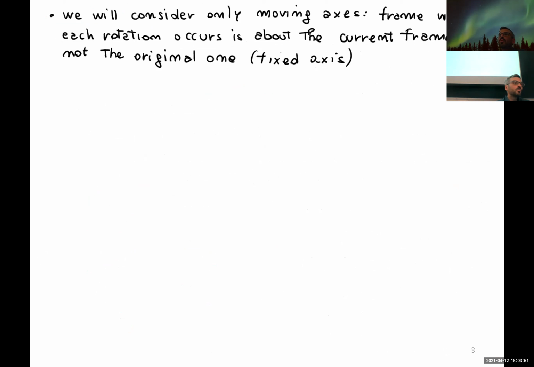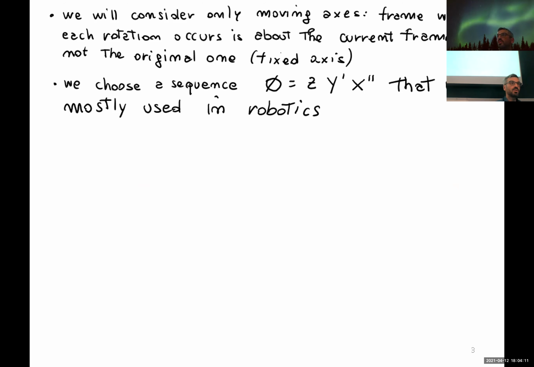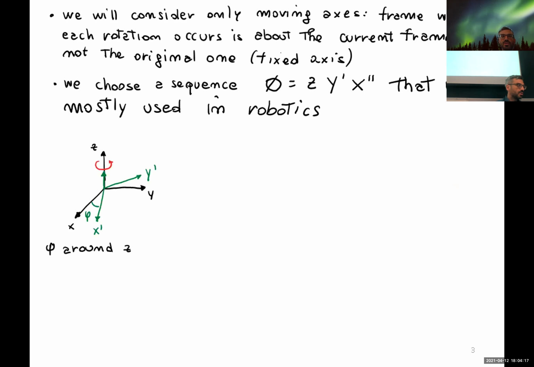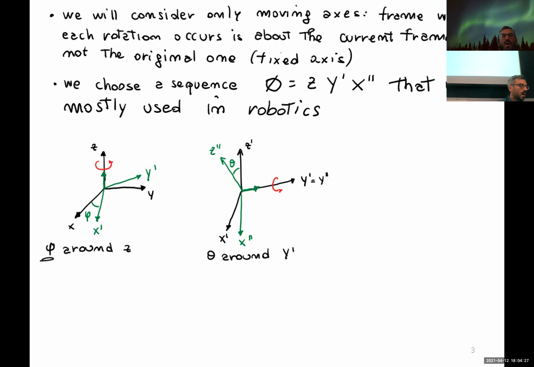We do so because they are more intuitive, while with fixed axes, you do the rotation always about the initial frame, and you need to remember how it was located. And as a sequence, we say we have 12 sequences. For the moving axes, we choose this one, which is mostly used in robotics, and is the one that does a rotation first about the z axis, and we call this angle phi. To be consistent with the book of Siciliano, then a rotation about the y-axis.